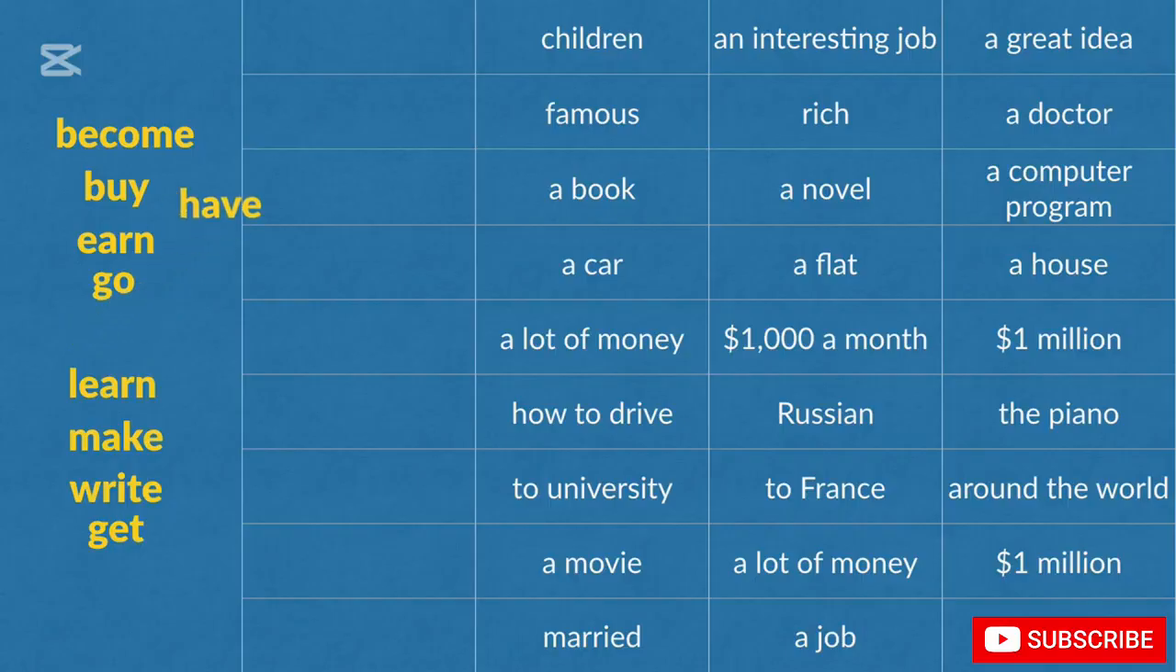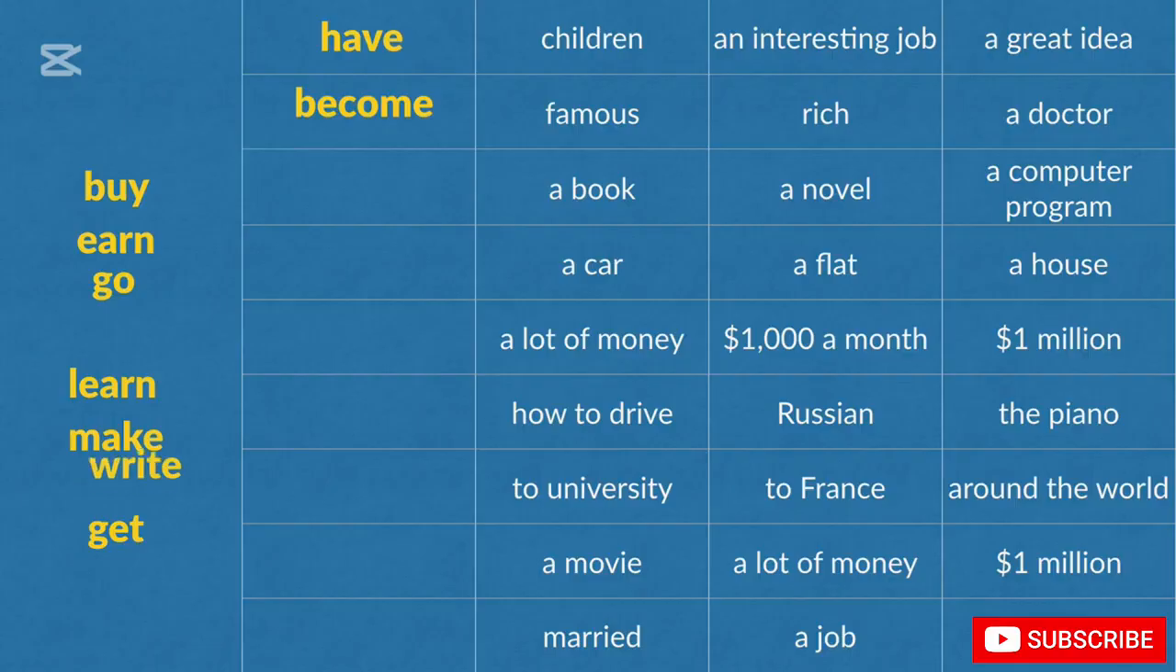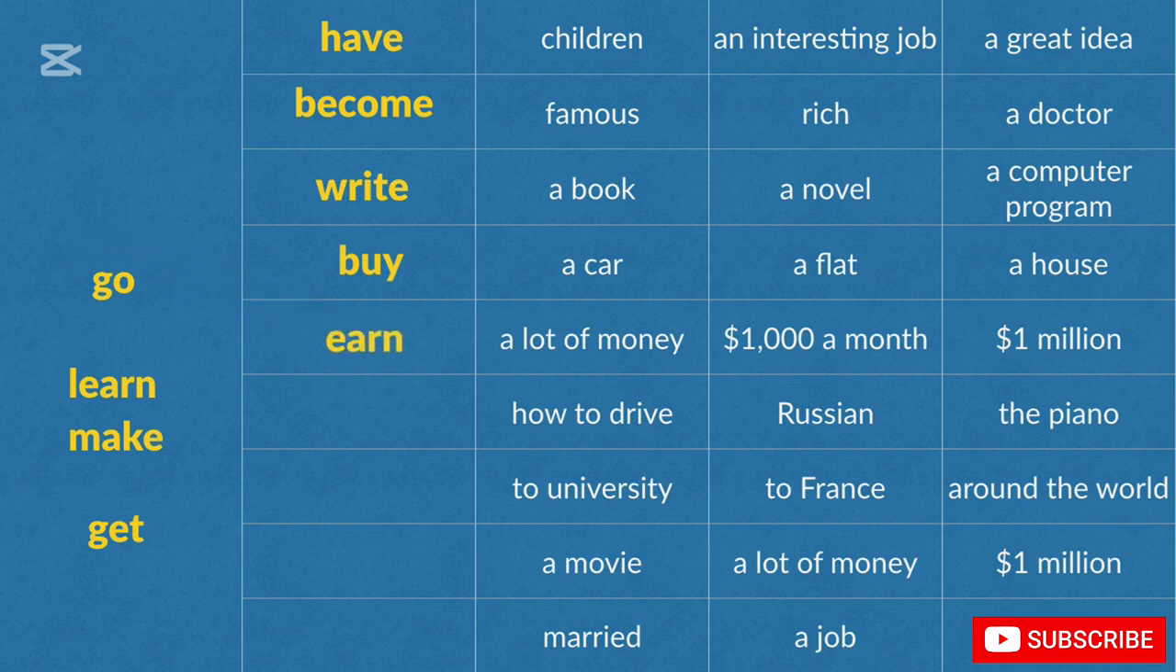So for children, it's have. Have children, have an interesting job, have a great idea. Become famous, become rich, become a doctor. Write a book, write a novel, write a computer program. Buy a car, buy a flat, buy a house. Earn a lot of money. Earn $1,000 a month, earn $1 million.